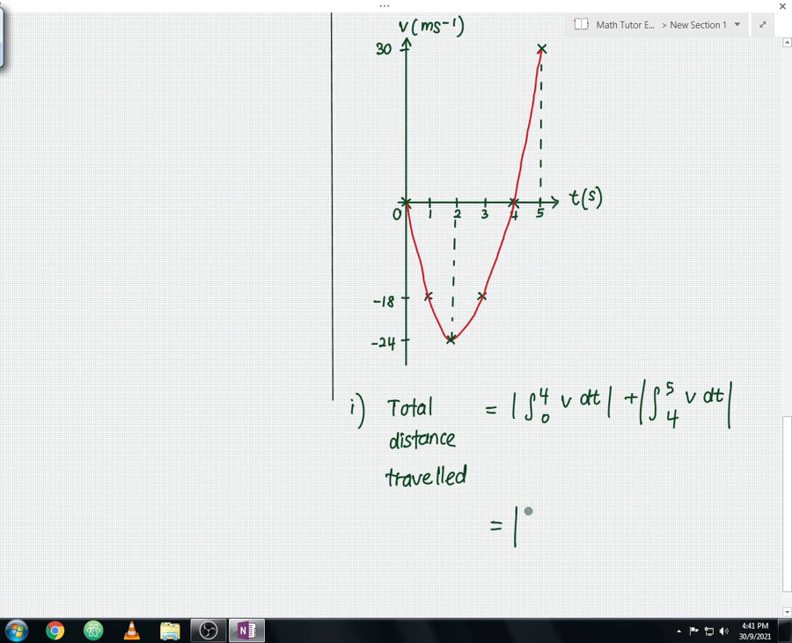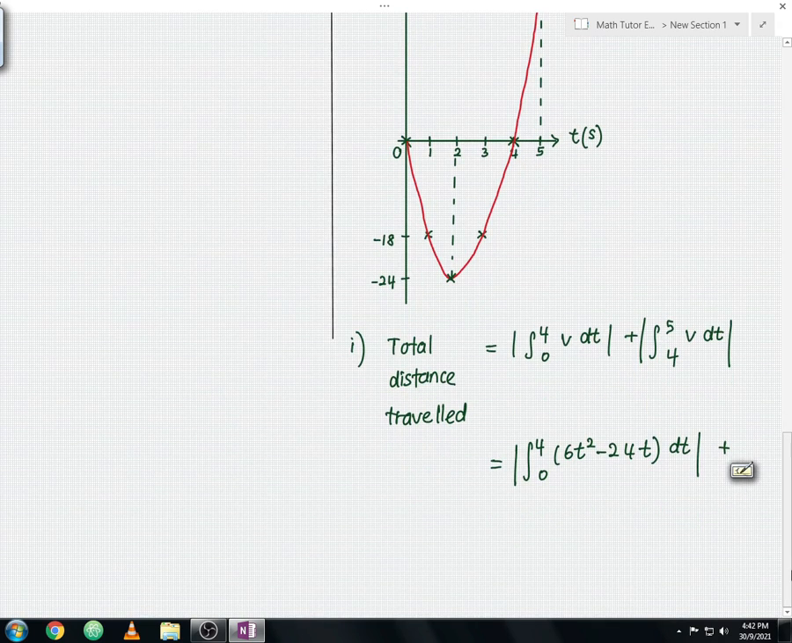So from here, modulus of the integral from 0 to 4, your velocity in this case is 6t squared minus 24t, with respect to dt, close modulus, and then plus modulus of the integral from 4 to 5 of (6t squared minus 24t) with respect to dt, close modulus.